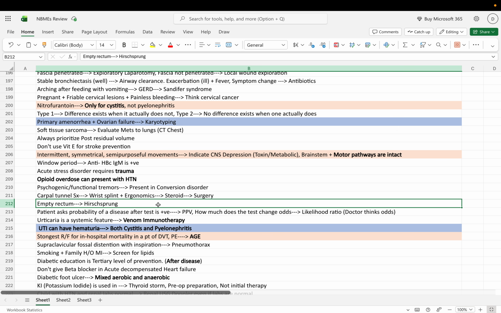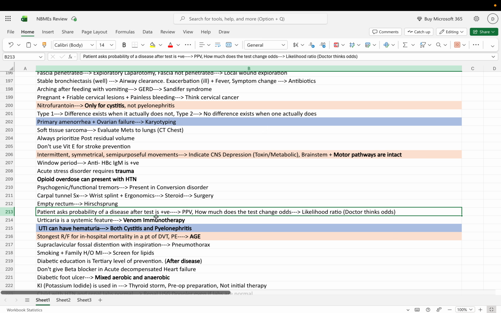In the question, if you see something like empty rectum with constipation, most probably it should be Hirschsprung's disease. If the patient asks you about the probability of disease after the test is positive, the term that describes the statement is PPV, positive predictive value.